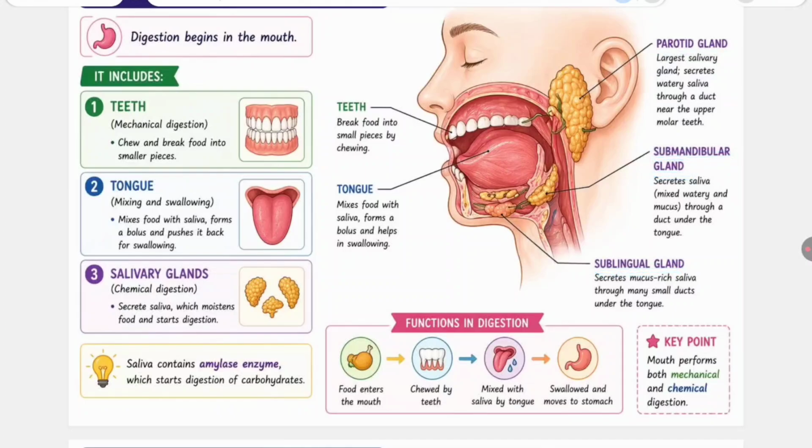The parotid gland stays on our cheek side, from the ear to the lip side. The submandibular gland, mandible means the jaw, is somewhere in this area after our teeth. And the sublingual gland is under the tongue. Okay, so these are the three main salivary glands.